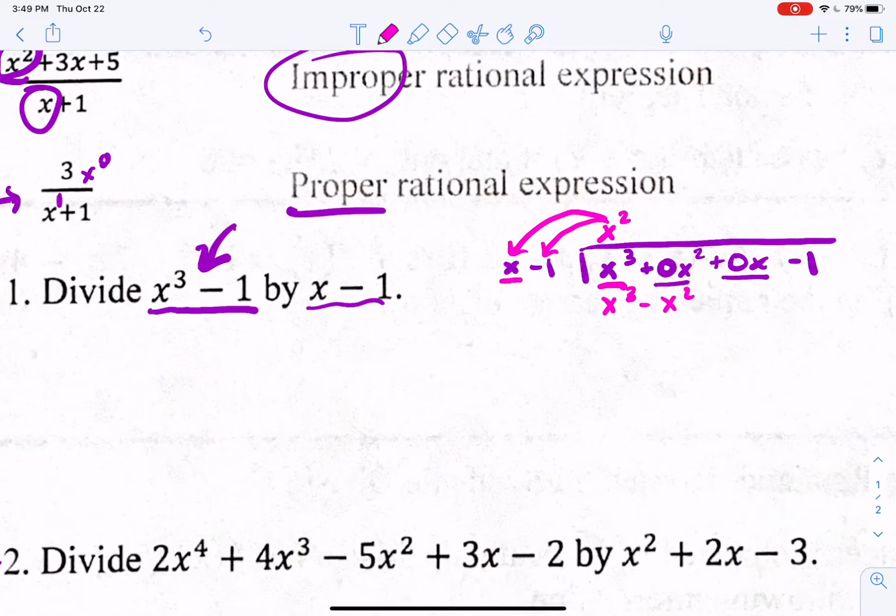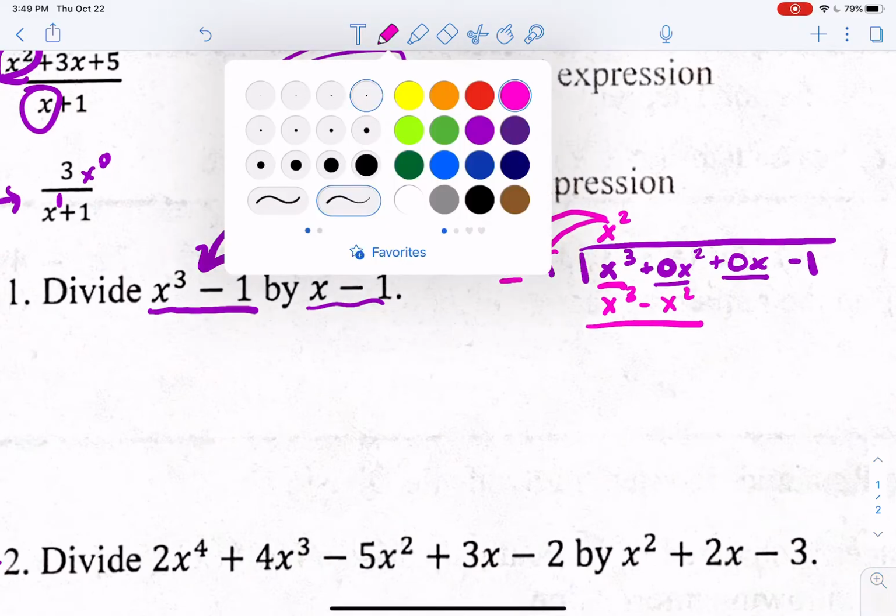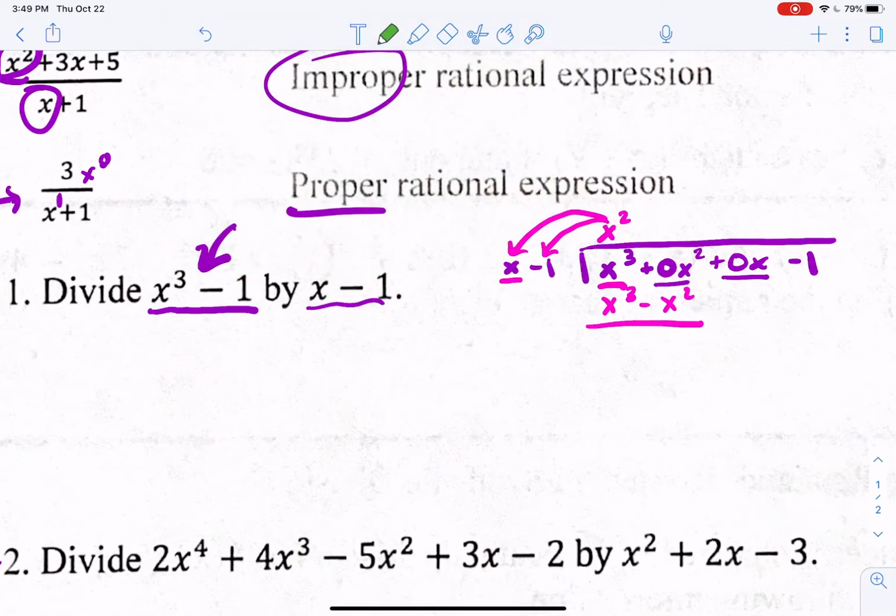Okay? And then after I have distributed that back through, I switch the symbols. So I change this to a minus sign, and I change this to a plus sign. When I do that, the x cubed minus the x cubed cancels out, but then I have 0x squared plus x squared, which is 1x squared, okay? And what that gives me is 1x squared, and then I drop this down, plus 0x, okay?